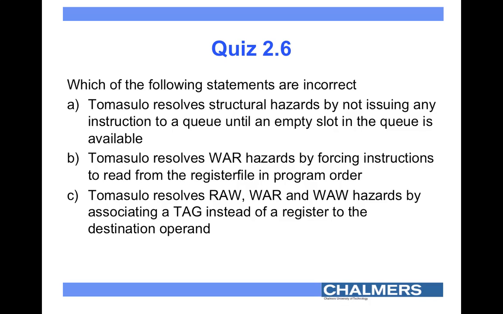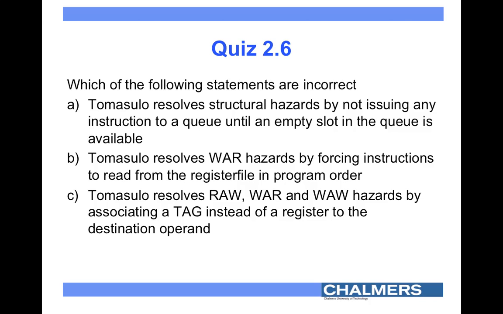Okay, first statement: Tomasulo resolves structural hazards by not issuing any instruction to a queue until an empty slot in the queue is available. That's absolutely correct. So for example, the instruction fetch queue will not issue any instructions until there is an available slot in the specific instruction issue queue that is needed for the particular instruction.